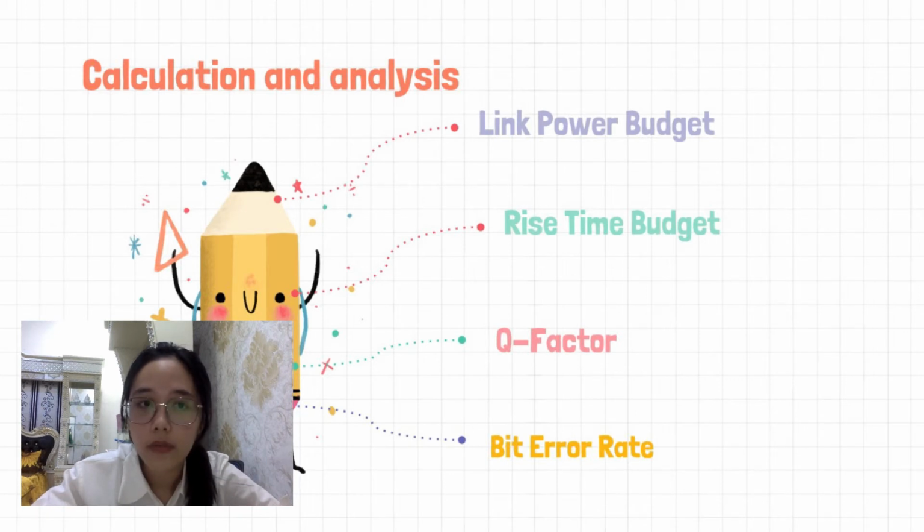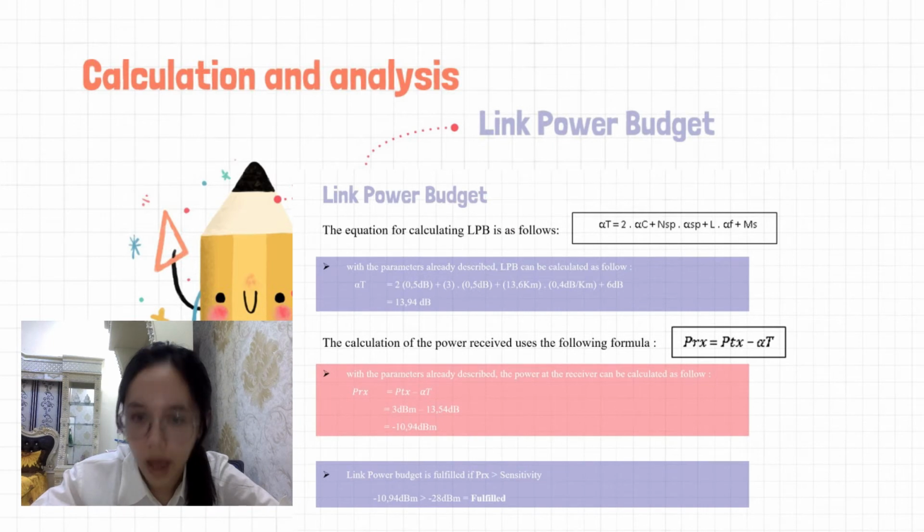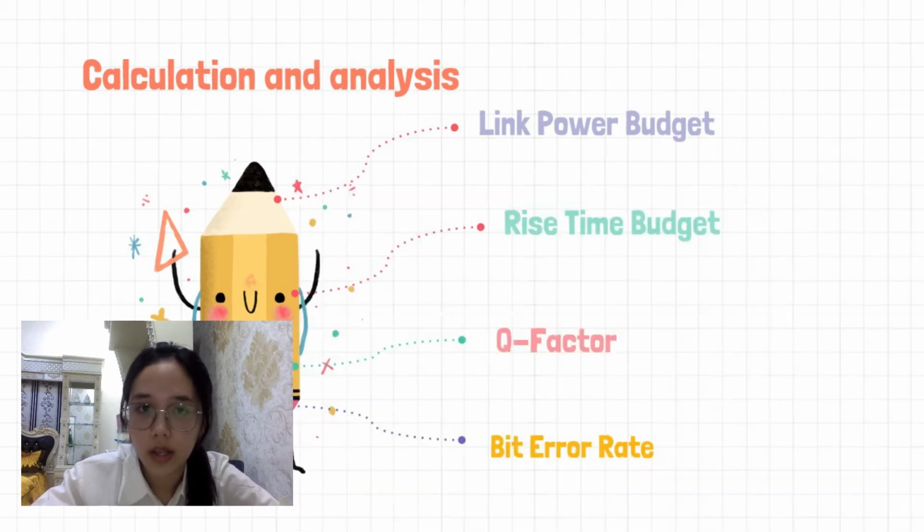Here, we have to prove whether our link is good or not. So, we can see that this is the manual calculation to calculate the LPB. For the total attenuation, we got 13.94 dB. The power received is minus 10.94 dBm. And next, we've proven that the LPB is fulfilled. Why?